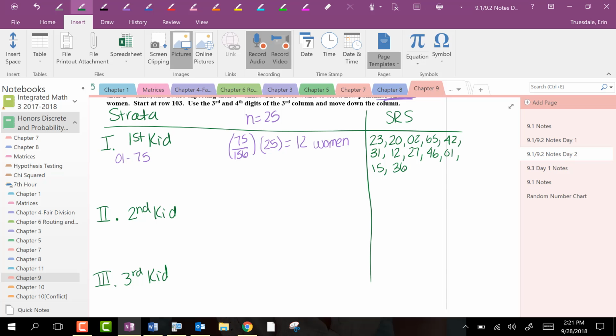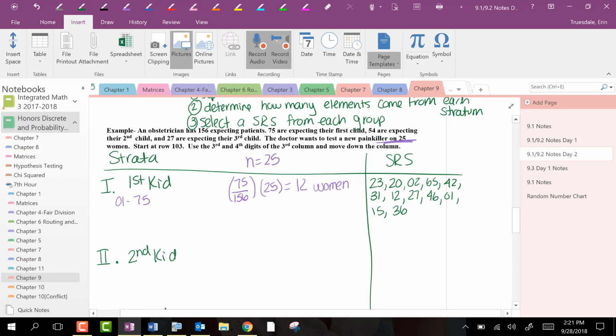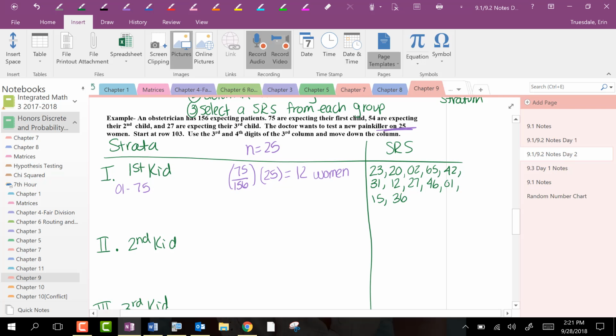Now how many people would we need? We need 01 through 54 to represent. You can use the same numbers because these are new people. You've started over now. 01 through 54. We need to figure out how many should fall in this category, so we're going to take 54 out of 156, which is the proportion of women on their second child, times 25 people that we want. So 9 women need to come from this group.